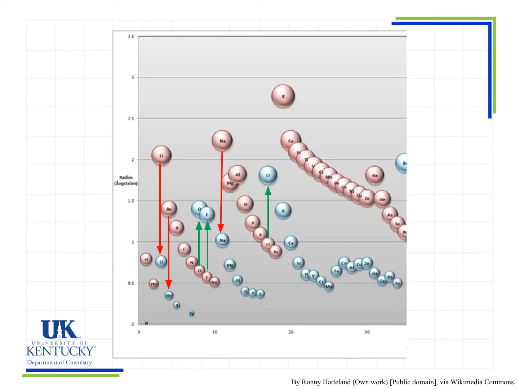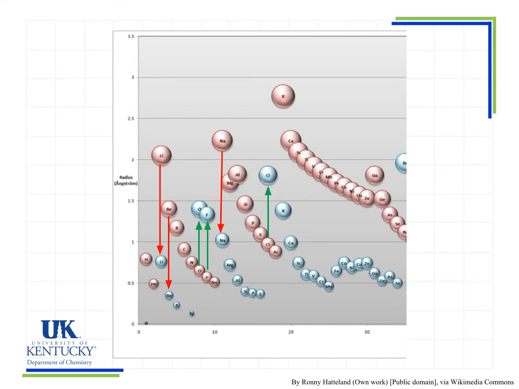So here we see the same diagram we were looking at before, and what we want to notice here is the comparison between the neutral atom and its ion. Notice all these red lines are representing the neutral atom to the cations. So beryllium is getting smaller, sodium is getting smaller. We also see a trend with oxygen getting larger as it goes to O2 minus. Fluorine gets larger as it forms F minus.